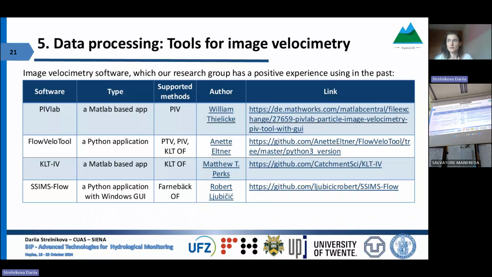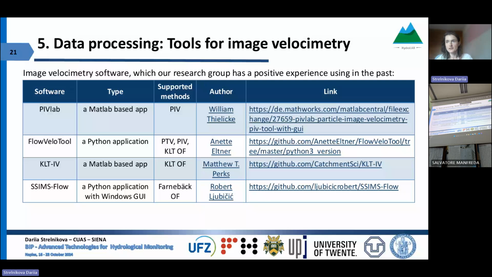Then there is FlowVelo tool developed by Anette Eltner, who is going to be a lecturer in the following days. It's a Python app which is cross-platform. It has a nice user interface. It has several velocimetry methods implemented in it. It's also open source, so extendable. Highly recommended. It also has a tremendous image stabilization functionality.